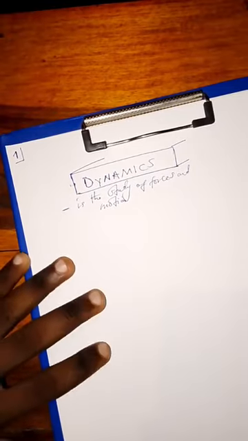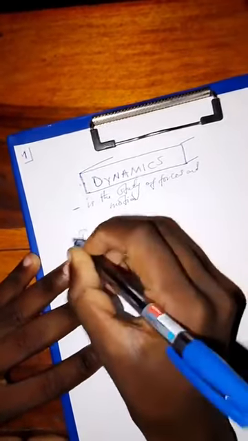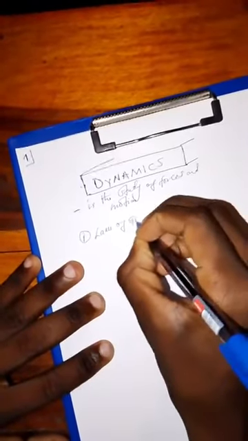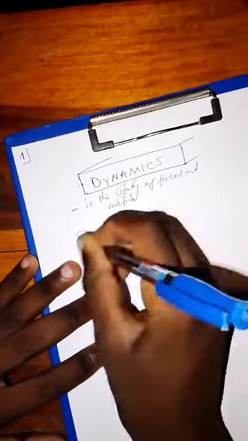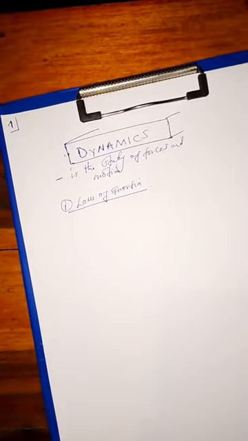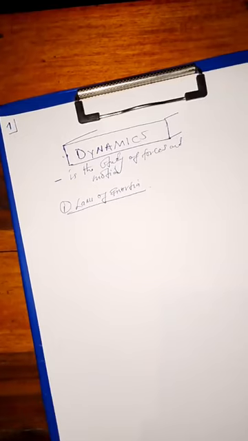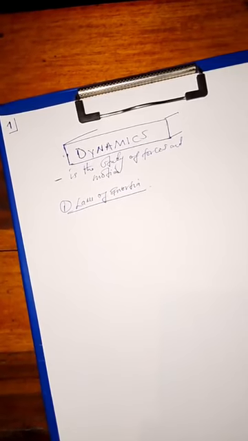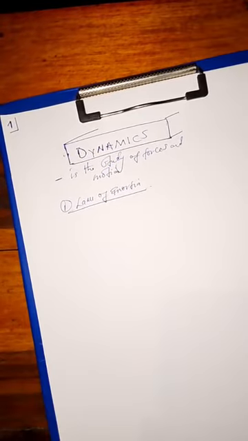So one, we have the law of inertia. What does the law of inertia state? This law says that an object will always resist change in motion. That's the simplest definition I can give you.